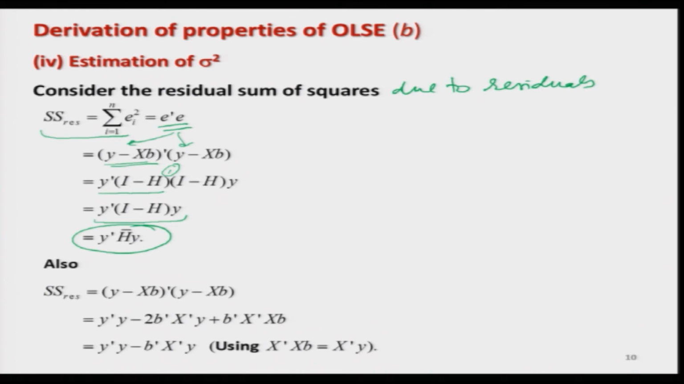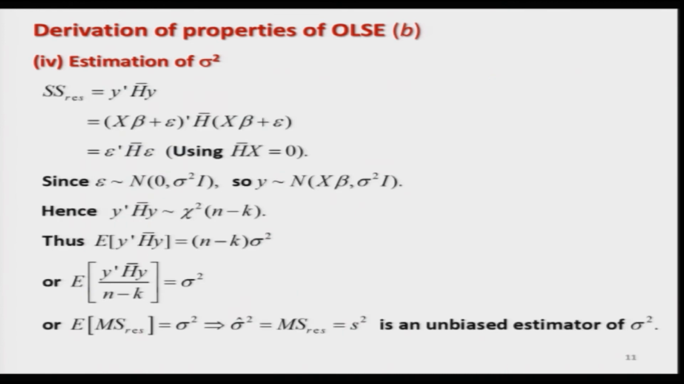For example, if you try to write down SS res like this, and if you try to open it, you will get this expression also, y transpose y minus b transpose x transpose y, and this expression has been obtained using the normal equation x transpose x b is equal to x transpose y. So this is just for your information that sometimes, if you use it, or sometimes in the book it is given, you must know that this is an alternative form of sum of squares due to residuals.